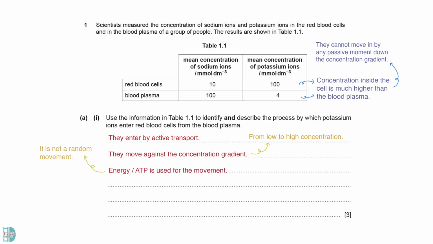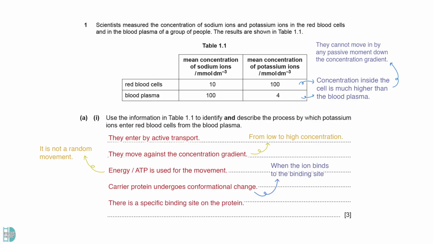Energy or ATP is required for the movement to occur, as this is not a random movement. A carrier protein must be used. When the ions bind to the binding site of the protein transporter, it undergoes conformational change. The binding site is specific for potassium ions.